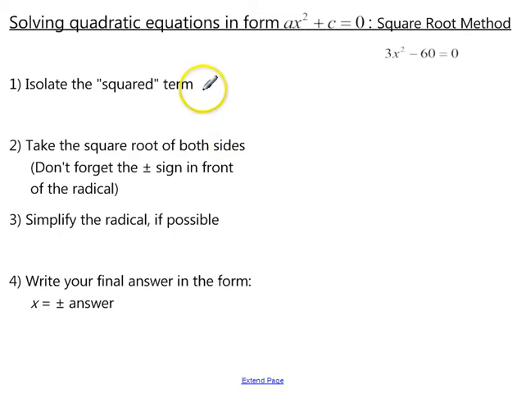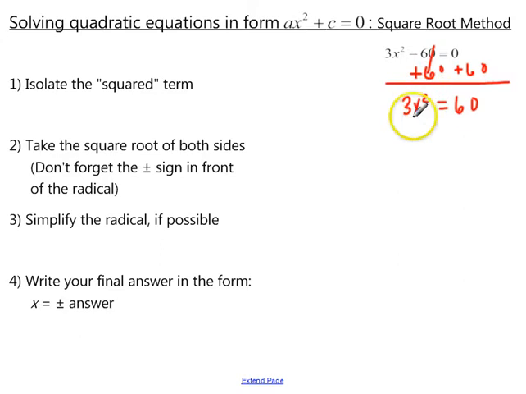The very first step is to isolate the squared term. Here we have the squared term, so let's isolate. We want to add 60 to both sides. Then we have 3x squared equals 60. Then, to get that x squared by itself, divide by 3. So we have x squared equals 20. So we're done with step 1.